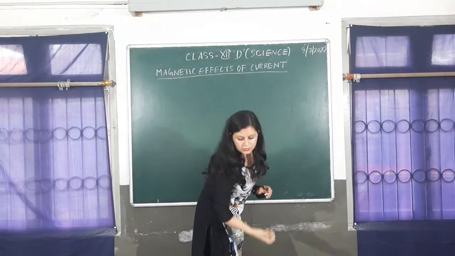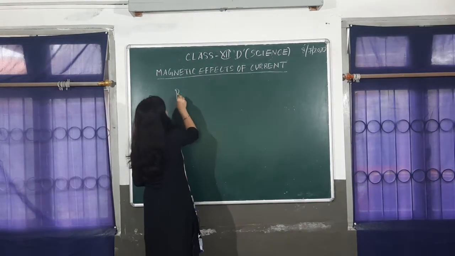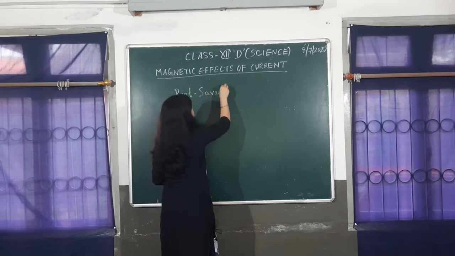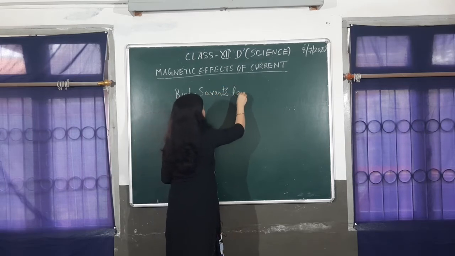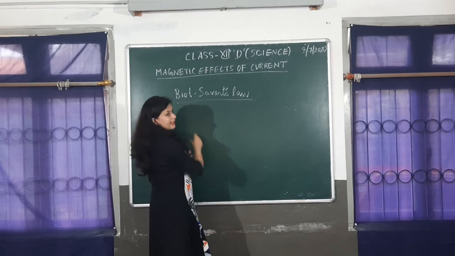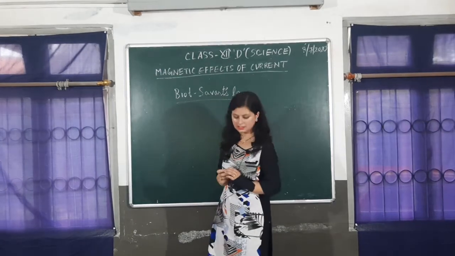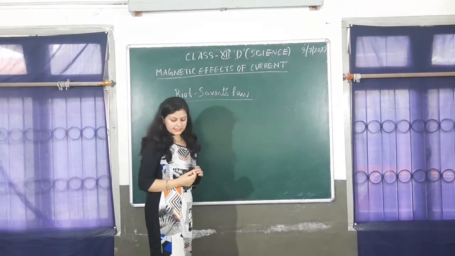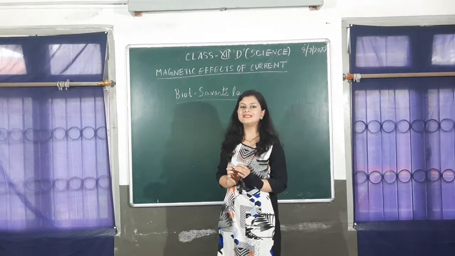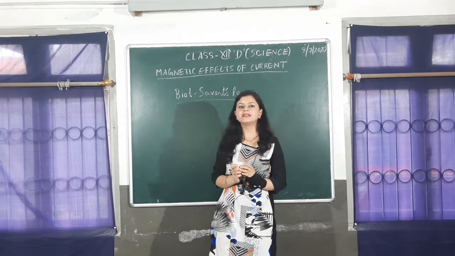We will now move on to a very important law in magnetism, that is called Biot-Savart's Law. It was stated by two scientists, Biot and Savart. And what did they state? They stated a law which deals with the amount of magnetic field produced due to a current carrying conductor.